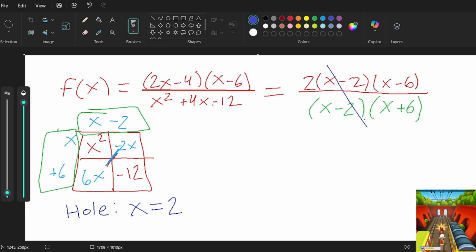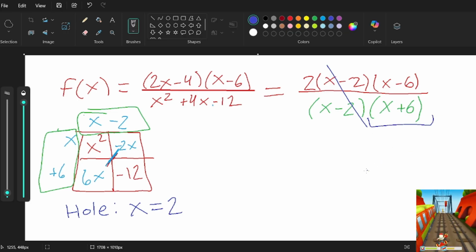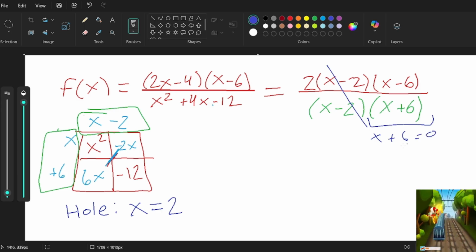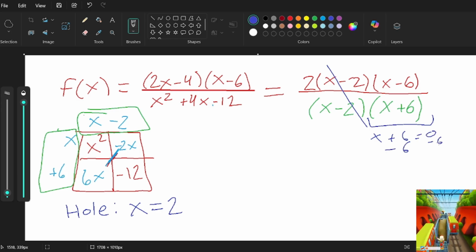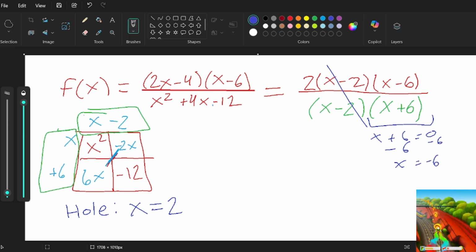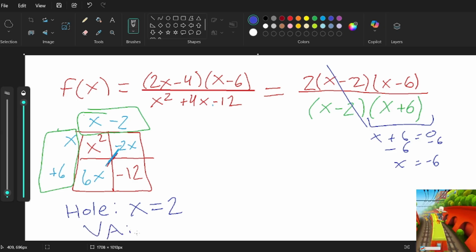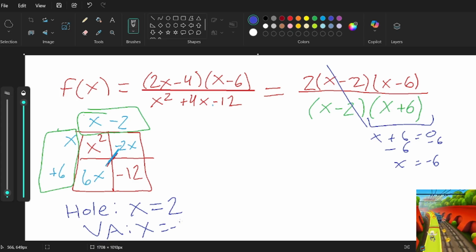So now I have this x plus 6. Well, if I am just setting that equal to 0, I get x plus 6 equals 0, minus the 6 on both sides, I get x equals negative 6. See, that's not a hole, because there's not an x plus 6 in the numerator as well, that's just a vertical asymptote. So I have a VA, or vertical asymptote, at x equals negative 6.